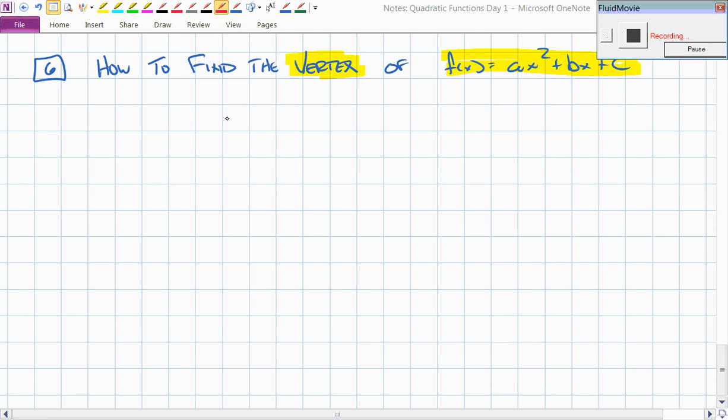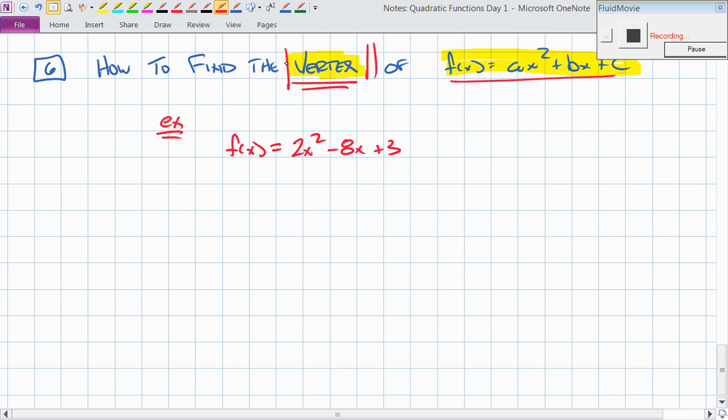All right, for the last idea here of the day, I'm going to show you how to find the vertex of a quadratic that's in general form ax squared plus bx plus c. And I'm going to show you by way of an example. So let's say, I think this one's actually one of your homework problems, I give you f of x equals 2x squared minus 8x plus 3. And we want to find where the vertex is. There are 2 ways that you can do this. I'm going to show you both ways, and you can pick whichever way you want.